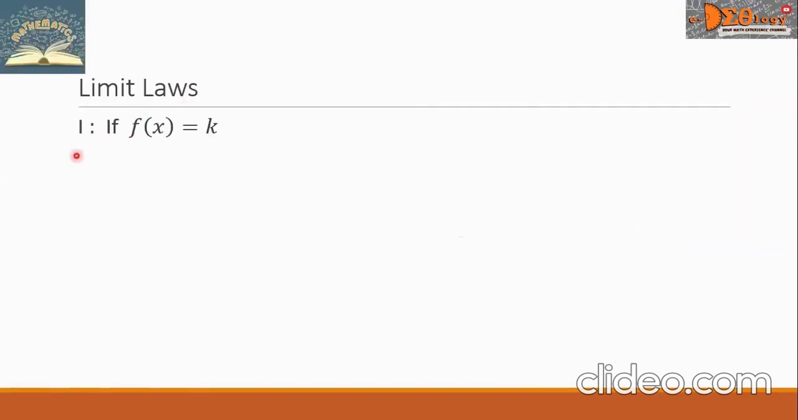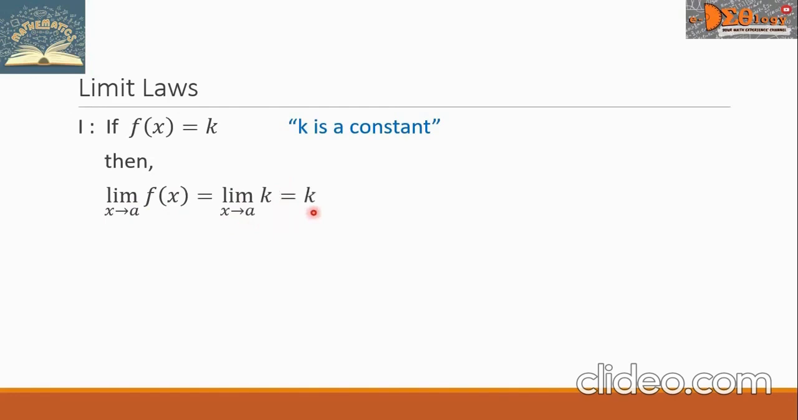The first law is here. If the function f of x equals k, where k is a constant, then the limit of the function f of x as x approaches a, we can now rewrite this to be the limit of k as x approaches a. And we can simplify this into k. Remember that this k is the function itself.